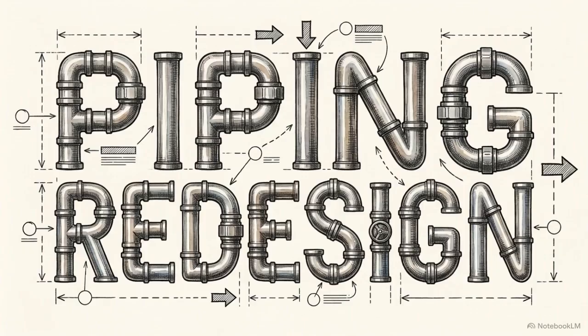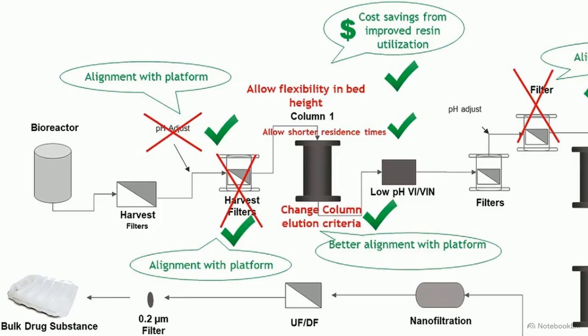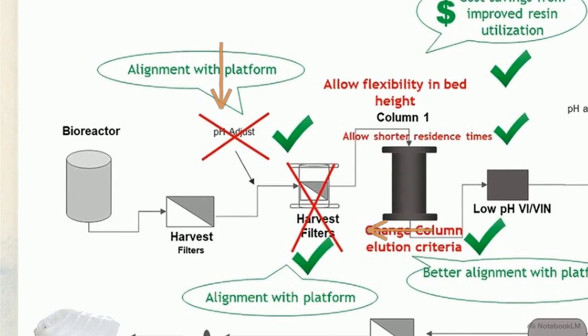To avoid millions of dollars in custom facility modifications and prolonged manufacturing downtime, the tech transfer team executed a strategy called platform conversion. This schematic details the downstream routing modifications made to align the molecule with the facility's rigid architecture. Notice the red X crossing out the harvest filters and pH adjust steps, eliminated to match existing platform piping.